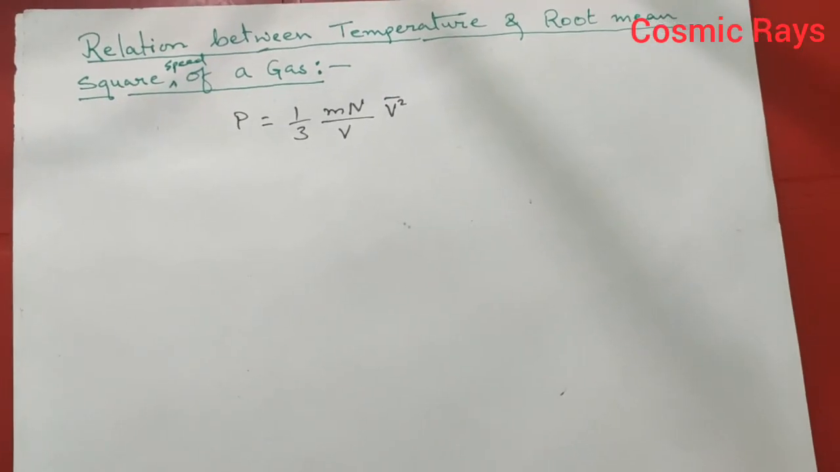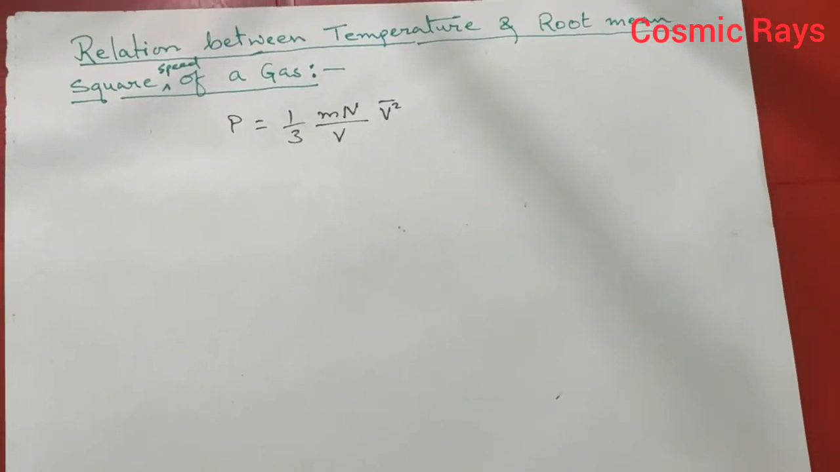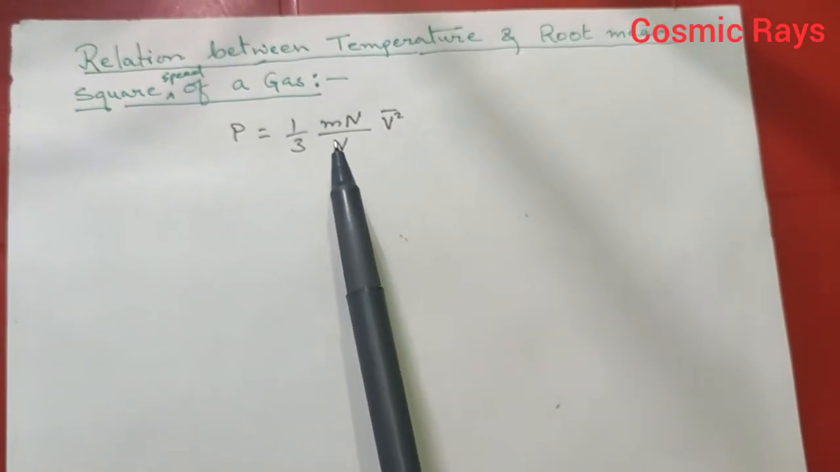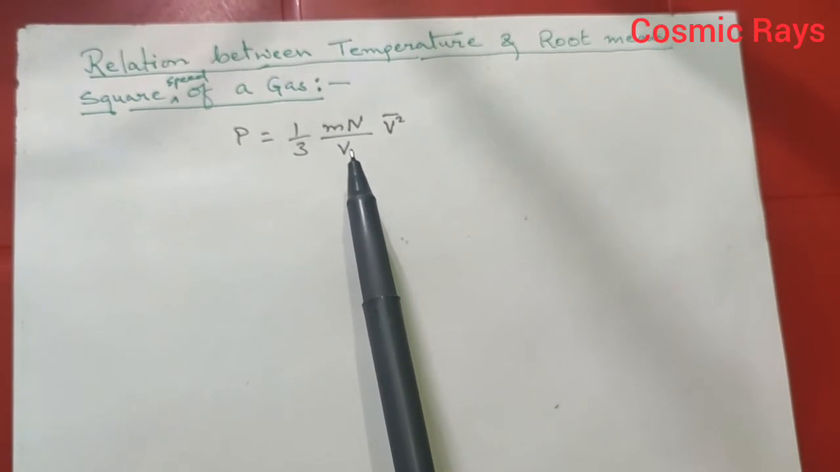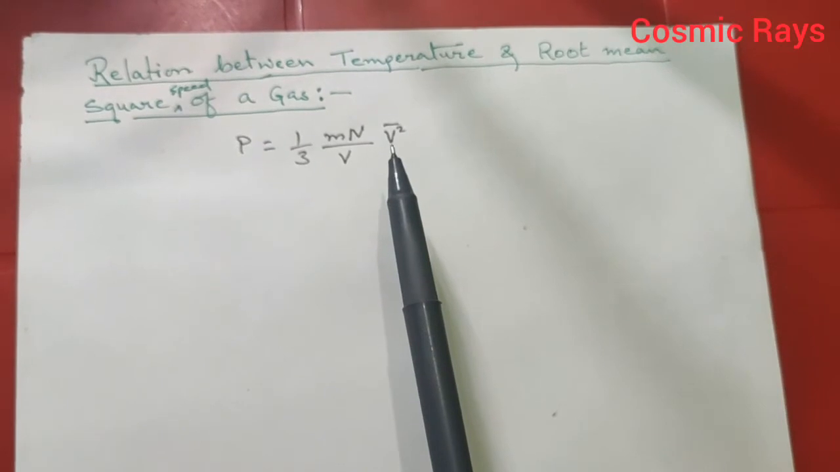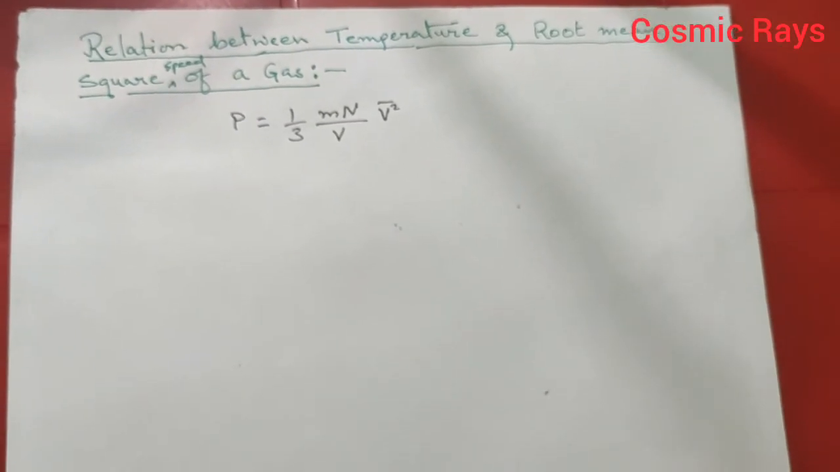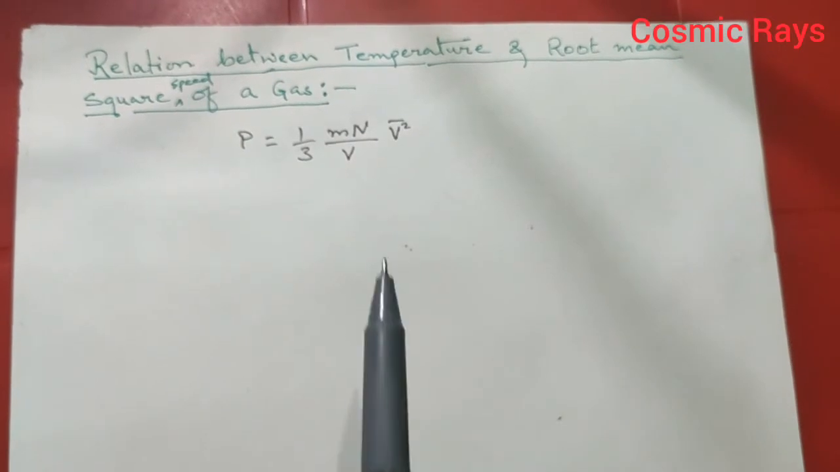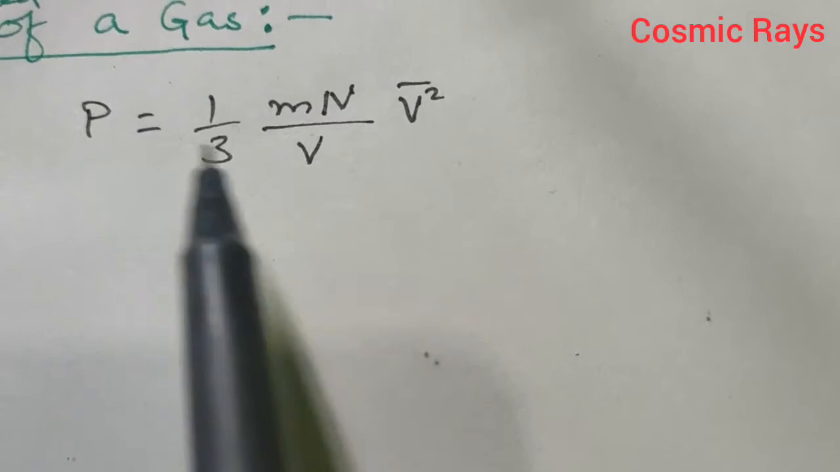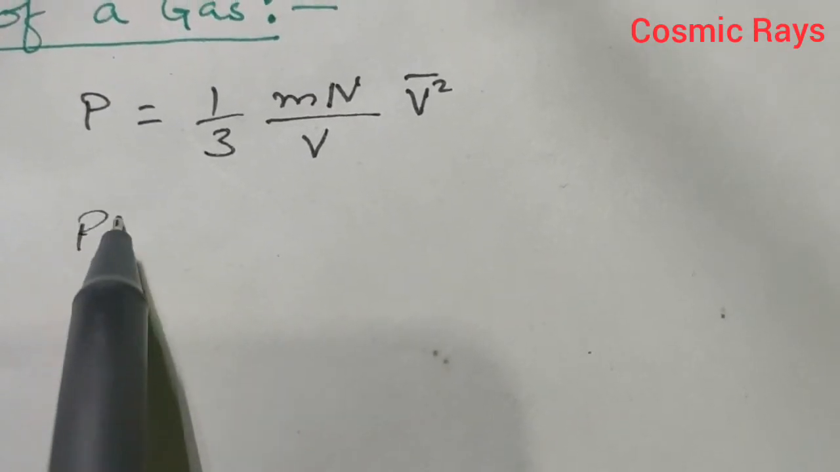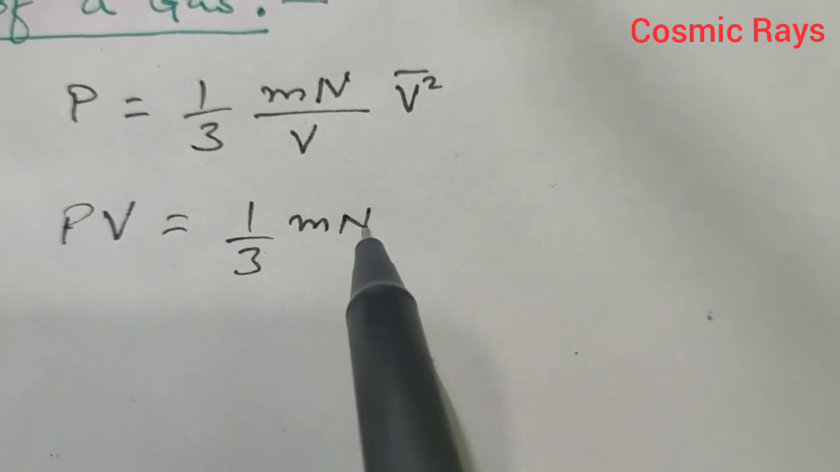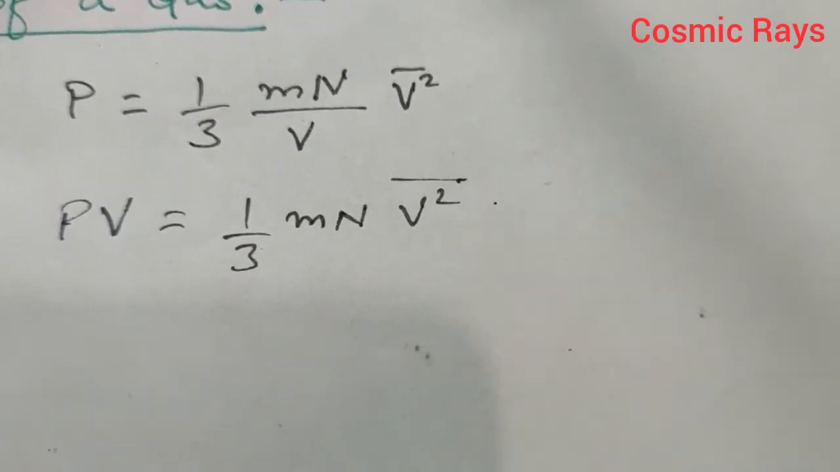We know that the equation for pressure of the gas is given as pressure is equal to 1/3 m n upon V multiplied by the square of the root mean square speed of the gas molecule. Now using this equation, if we rearrange the terms and multiply V with P, the equation becomes PV is equal to 1/3 m n v square bar.